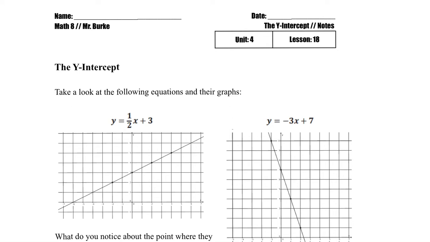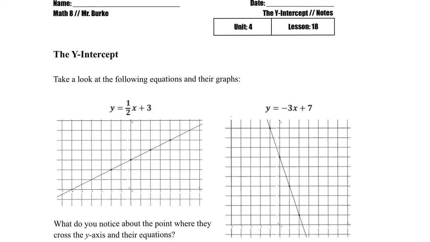Okay, lesson number 18 in Unit 4. We took a look at equations in y equals mx plus b form, and we saw that you could identify the slope once you were in that form. It was the coefficient of x, the number right in front of x. We didn't worry about graphing them, but let's take a look at graphing now.